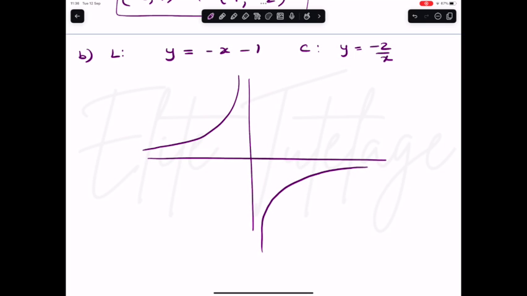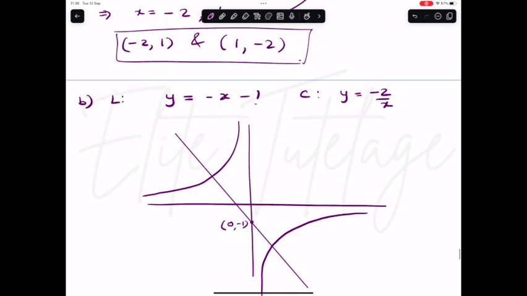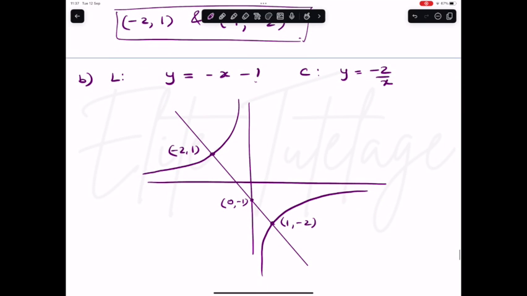Now, let's put the equation of the line here, and we know that it would cross the y-axis at (0, −1), and we know the points of intersection with the curve as well. So there you have it, the two graphs in one, the line and the curve.